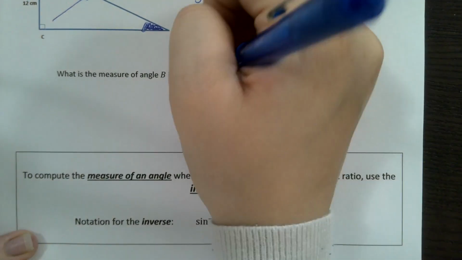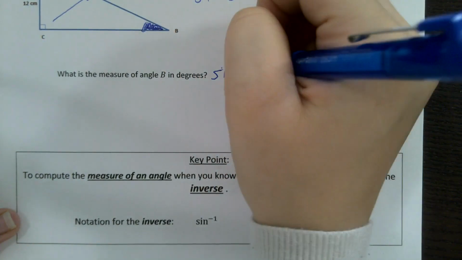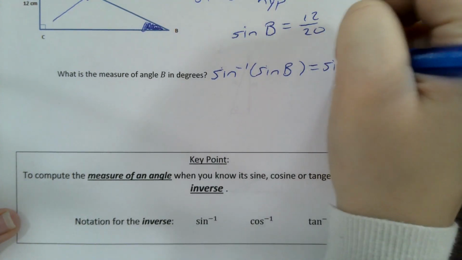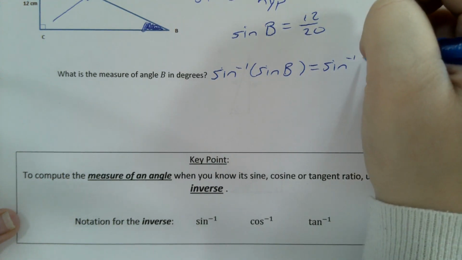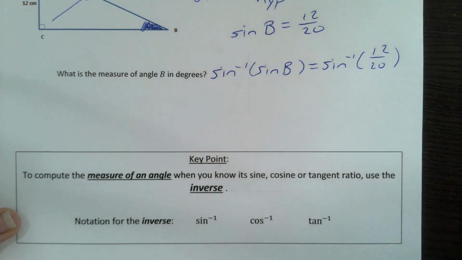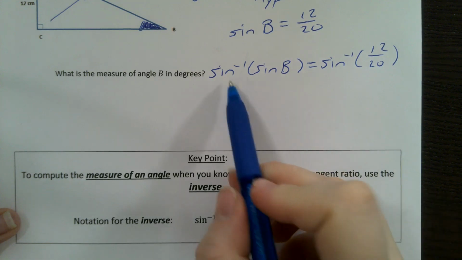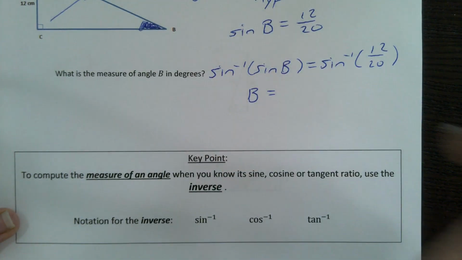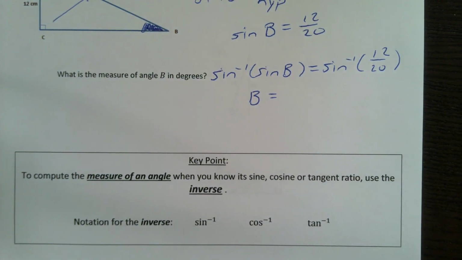So I'm going to take the inverse sine of both sides. I have to do it to both sides because remember, when I have an equation, I have to do the same thing to both sides so I can keep it balanced. So once I have the inverse sine of both sides, the inverse sine of sine cancels out, so I just get B. And then in my calculator, I'm going to put in the inverse sine of 12 over 20.